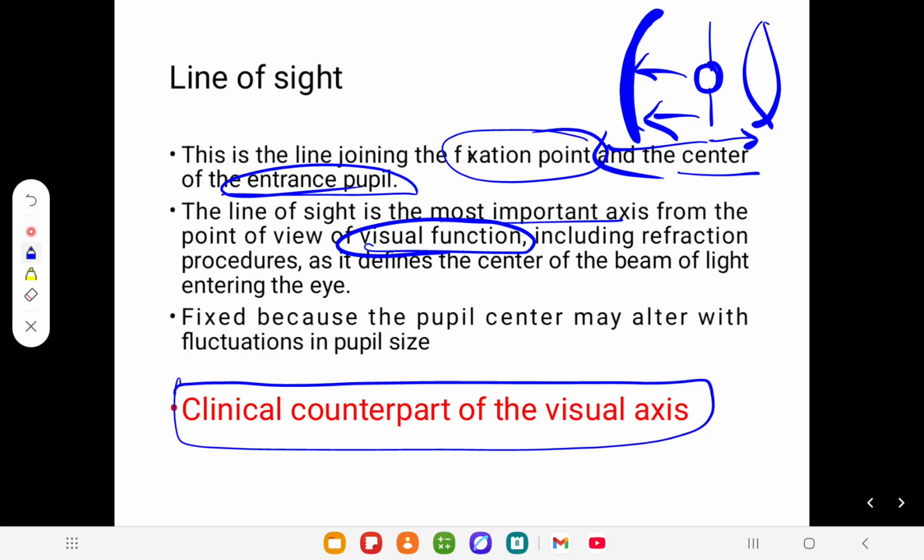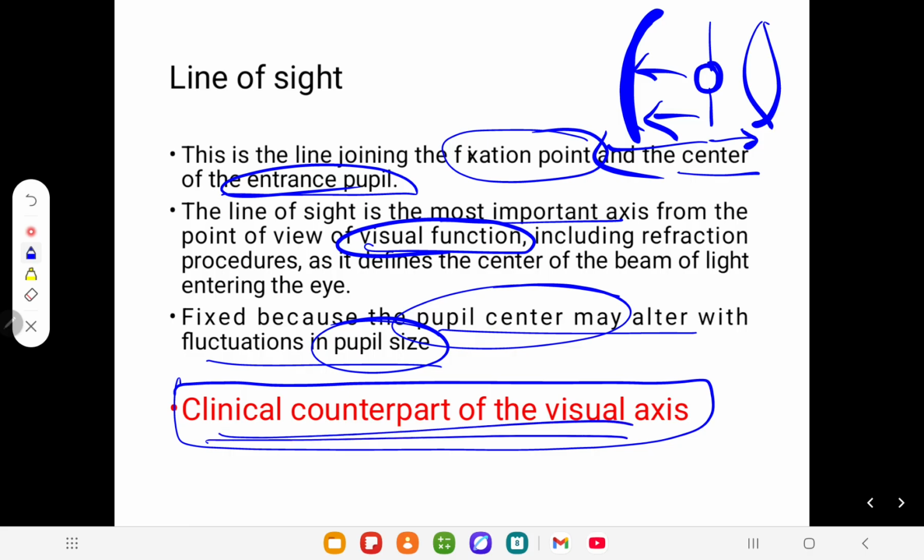And it is not fixed, because the pupil center may alter with the fluctuation of the pupil size. So the line of sight cannot be fixed. It fluctuates a little bit because the pupil center may alter with the fluctuation of pupil size, and with the pupil center fluctuation, there is fluctuation of the entrance pupil center also. So just understand, the clinical counterpart of the visual axis is the line of sight.